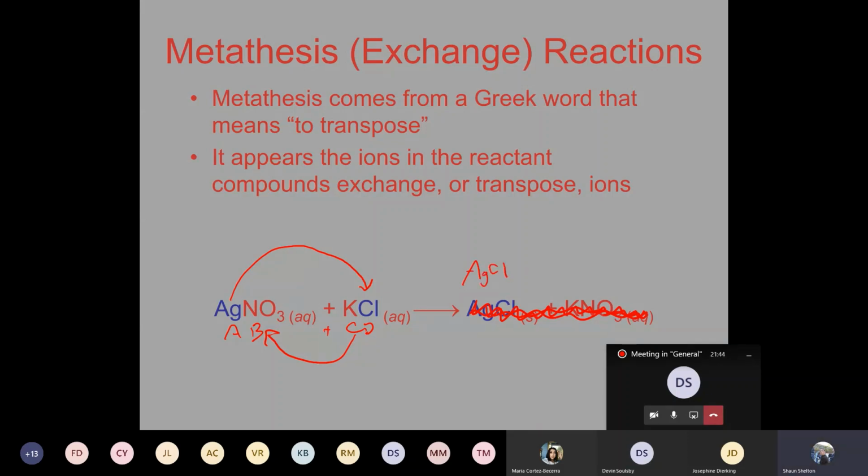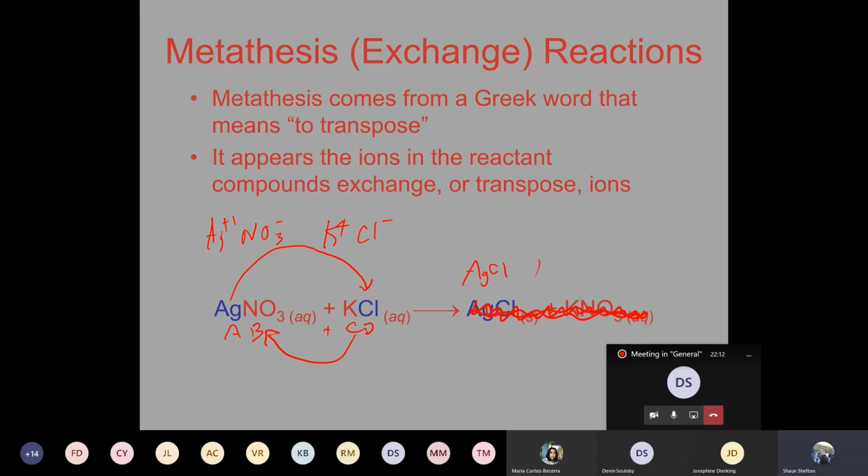Now Ag, keep in mind, Ag is +1, NO3 is -1. This all comes from just learning this. Potassium is +1 and Cl is -1. So when you come over here and you look, you got Ag, which is +1, and Cl, which is -1. Perfect. We don't have to do anything because they're balanced by their charges.